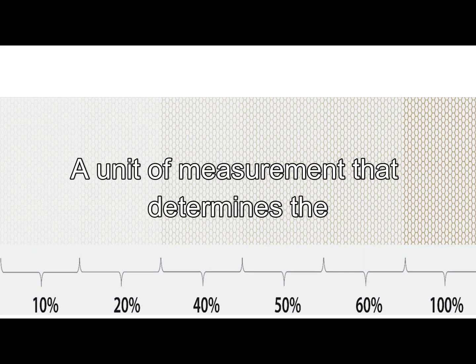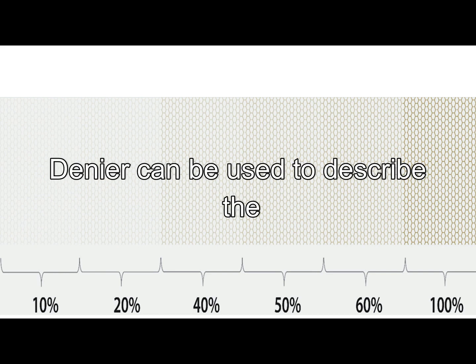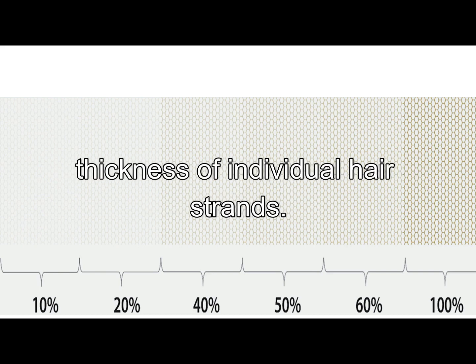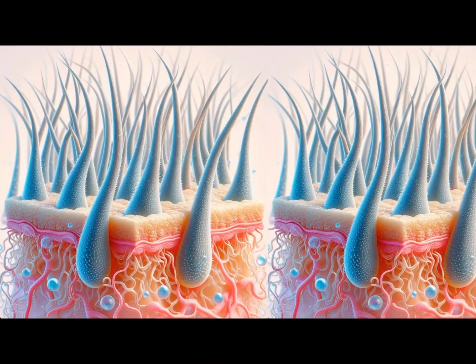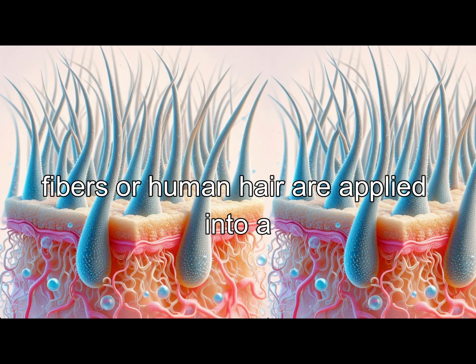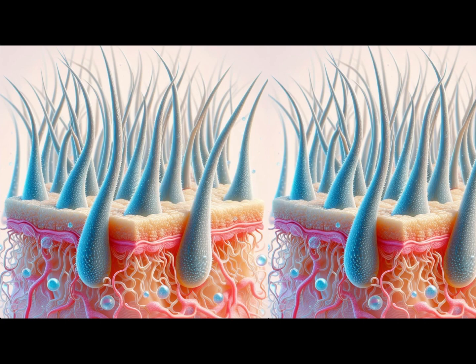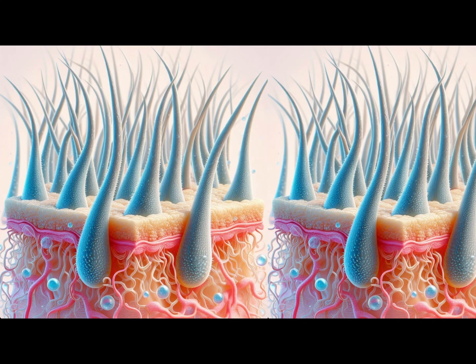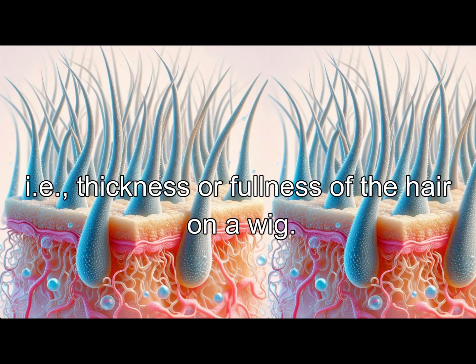Denier. A unit of measurement that determines the thickness. Denier can be used to describe the thickness of wig lace foundation or the thickness of individual hair strands. Hair density. A measurement of how closely set together fibers or human hair are applied into a hair system. Also determining how many hairs per square inch throughout the piece, i.e. thickness or fullness of the hair on a wig.